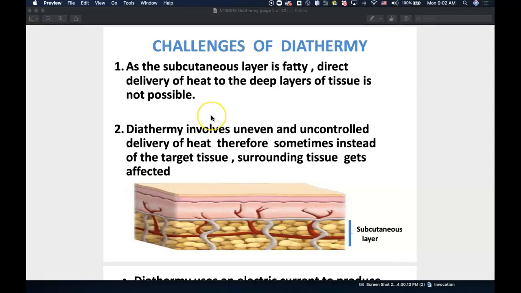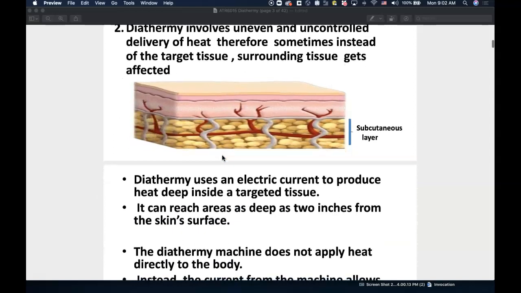Okay, one of the concerns with diathermy is this right here, and it's one of the reasons that we don't see it used very often in the clinical setting anymore, is that it involves uneven and uncontrolled delivery of heat. And so sometimes what we see is not only do we get the target tissues that are being heated, but we also get tissues that we didn't even imagine being heated. So those surrounding tissues also get affected. And one of the negative things about this is if we don't want the surrounding tissue to be impacted by this treatment, we have no control over that. So you have to ask yourself, even though I can heat a larger treatment area, do I want everything surrounding that treatment area to also be heated as well? And are there contraindications for that as well, right? So that is one negative effect.